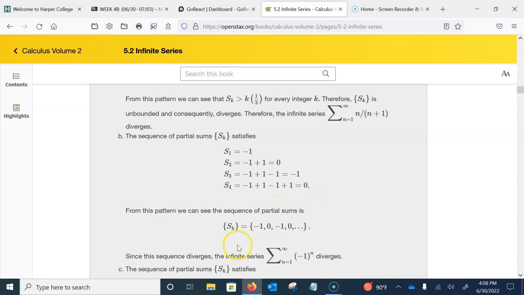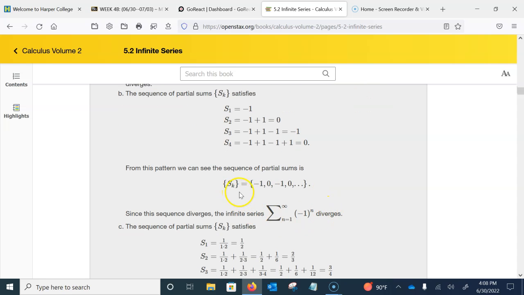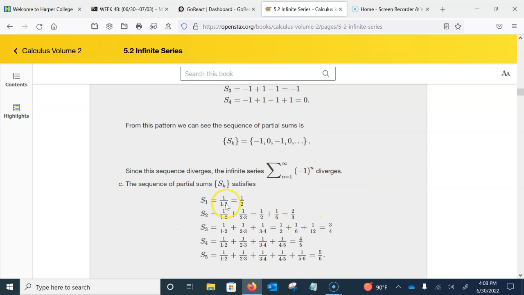And so the limit, right, here's the S sub k, it's going back and forth. The limit as k goes to infinity of S sub k is divergent. It's not because it goes to infinity, it's because it doesn't converge to a real number. So because the limit of the partial sums does not converge, this series is divergent. Right? So the sequence diverges.